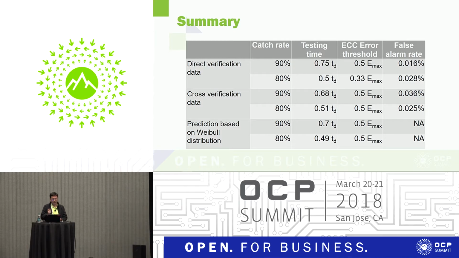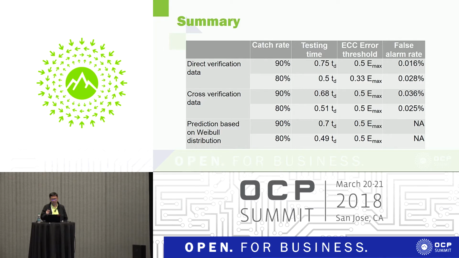For direct verification data, if you want to get a catch rate around 90%, then your testing time can be reduced from TD to only 3/4. That means your error threshold must be set at half of the original. For example, if you use 6 ECC errors, if 6 ECC errors happen, you will kick out the DRAM module. In this formula, you can use only 3. So the time is shortened, the threshold is more rigid.